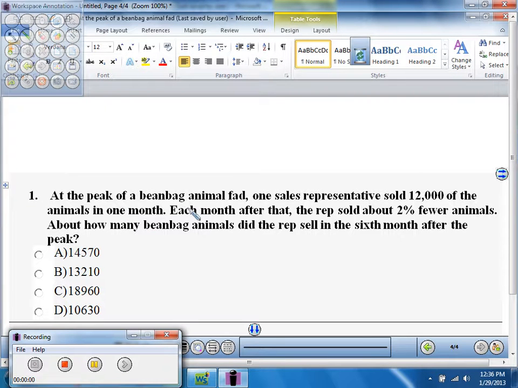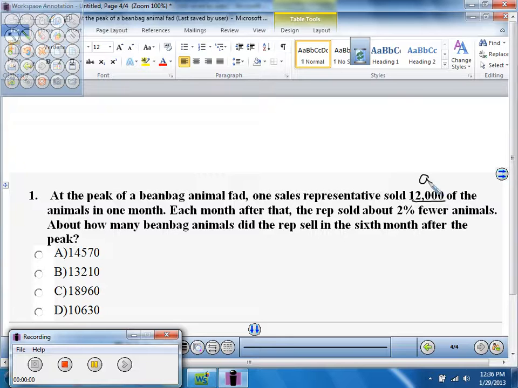At the peak of a beanbag animal fad, sales representatives sold 12,000 of the animals a month. Each month after that, the reps sold about 2% fewer. About how many beanbag animals did the sales reps sell in the 6th month?